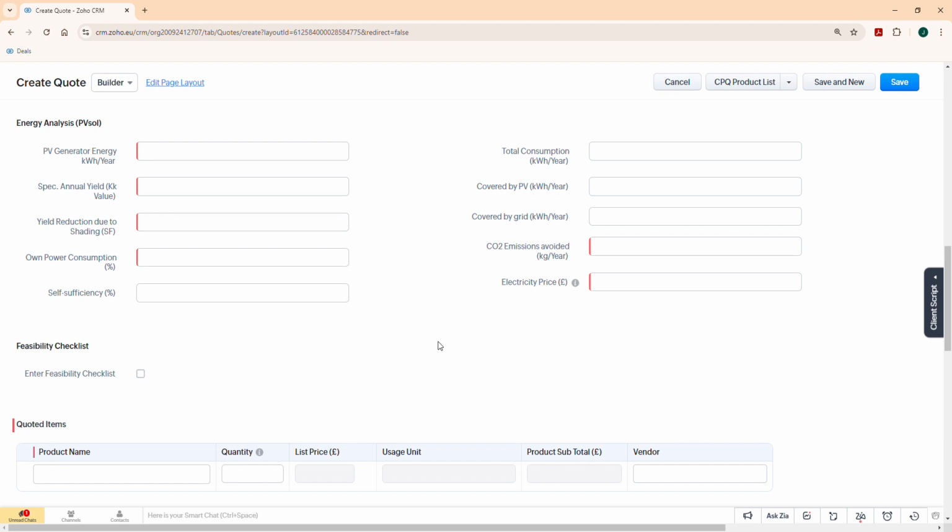So, PV generator energy, in kilowatt hours per year. You know what it is. That's the figure about the kilowatt size of the system times about 850 to 950, whatever it is, kilowatt hours per year, and that's the number that goes in there. You do not need to add quotes.